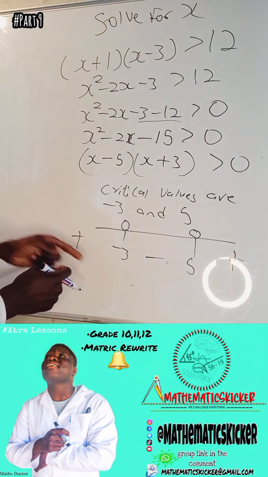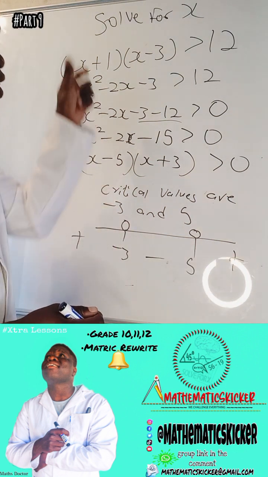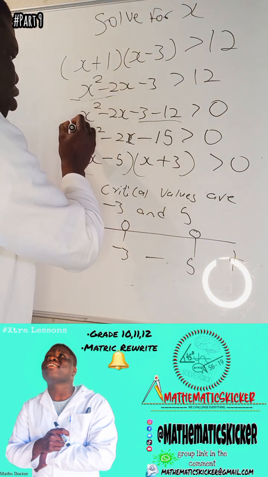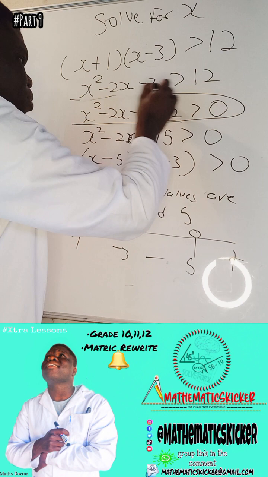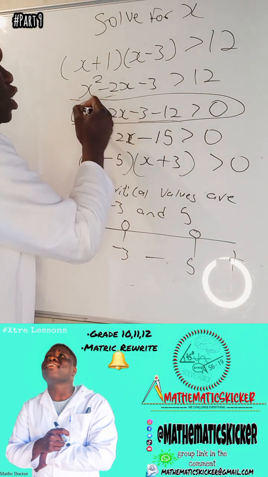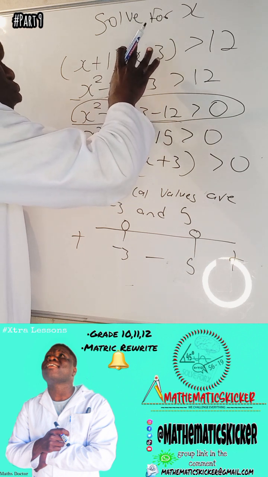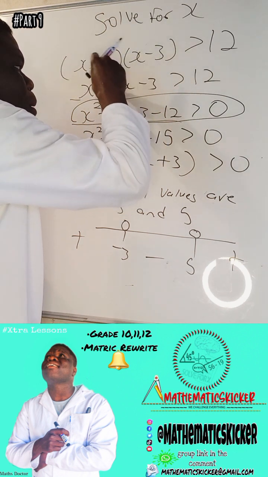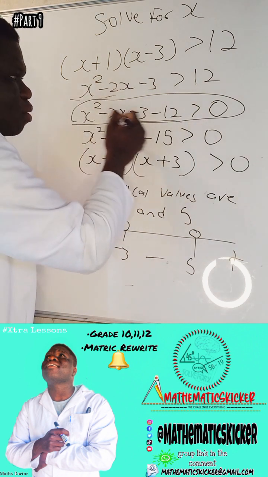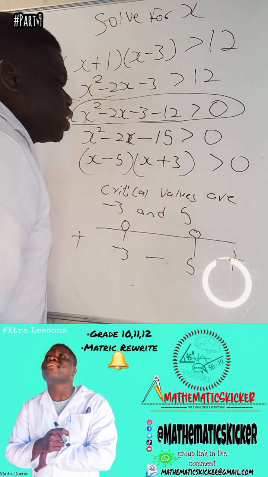To prove it, you take any number which is less than minus 3, you substitute here. Let's take it from this step. In this one, it may be confusing, but take it from here. Even in this one, it will work. But let's take it from here. It's much simpler when it's greater than 0.